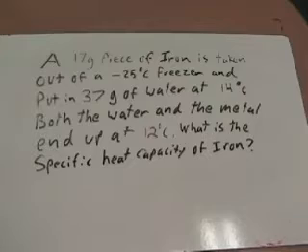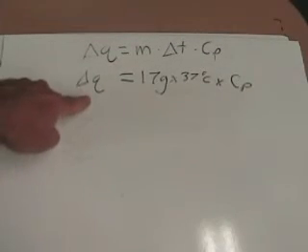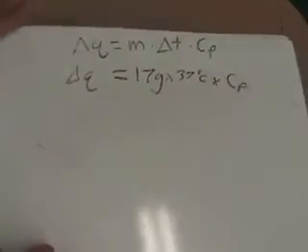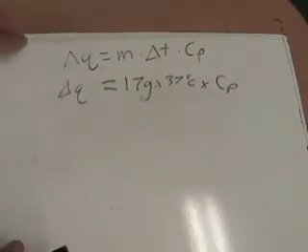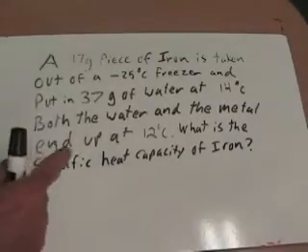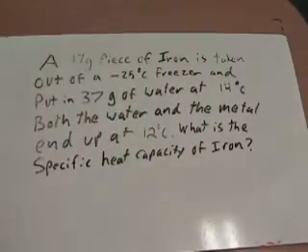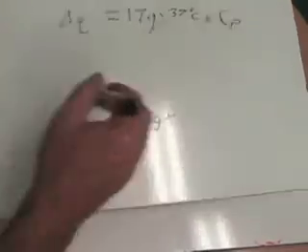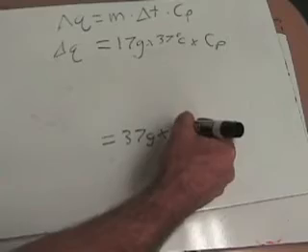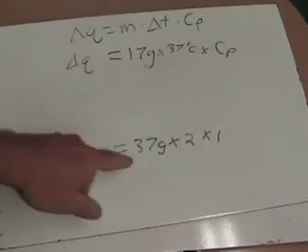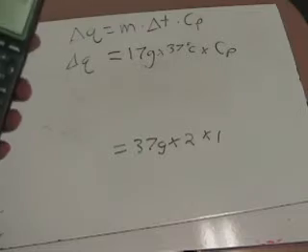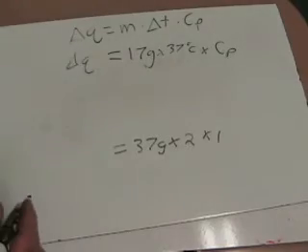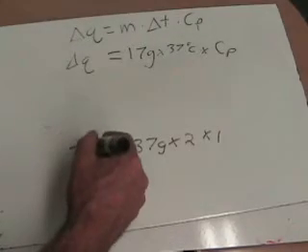And this is what we do in calorimetry problems all the time. We solve for the delta Q of the water, and then we use that for the delta Q of the material we put into the water. But the nice thing about water is water has a specific heat capacity of 1, so it's very easy to calculate this. I have 37 grams of water. It changed its temperature 2 degrees Celsius, and it has a specific heat capacity of 1. So I say 37 times 2, that's 74. So 74 calories is what I get here.